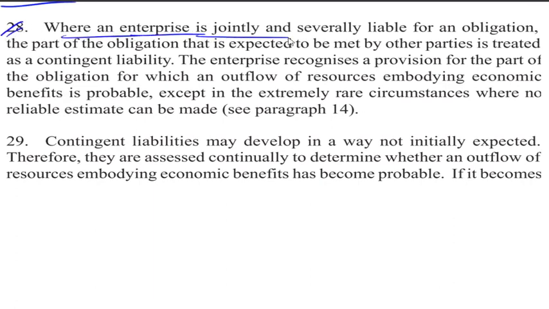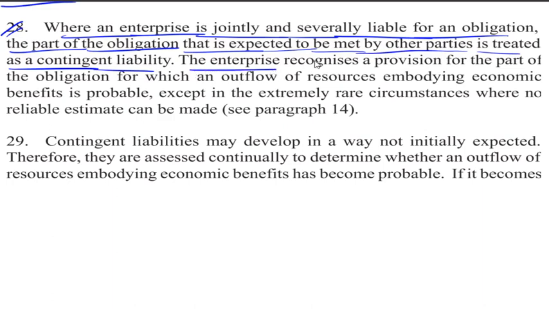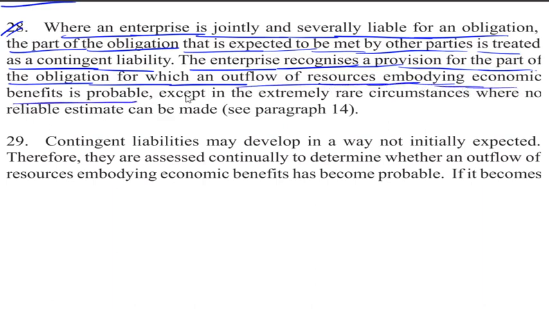Where an enterprise is jointly and severally liable for an obligation, the part of the obligation that is expected to be met by other parties is treated as a contingent liability. The enterprise recognizes a provision for the part of the obligation for which an outflow of resources embodying economic benefit is probable, except in extremely rare circumstances where no reliable estimate can be made.